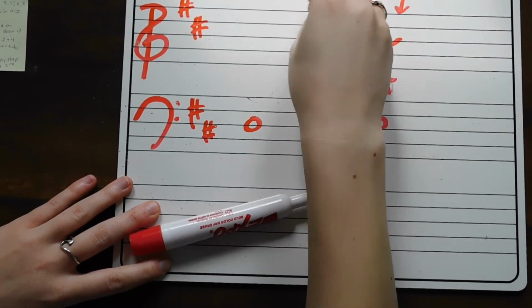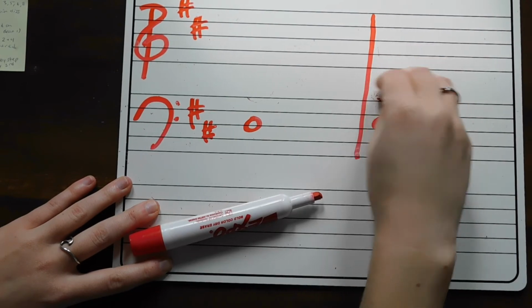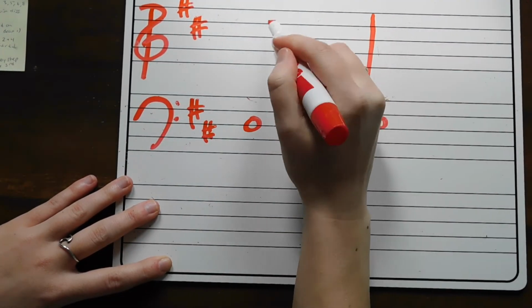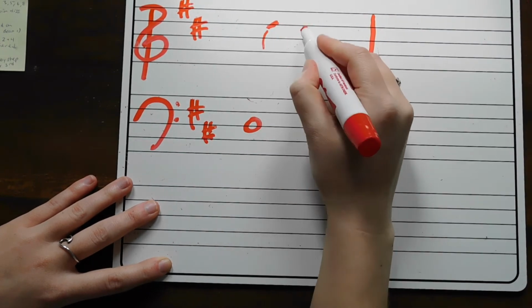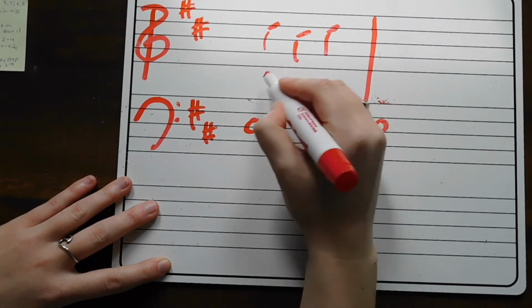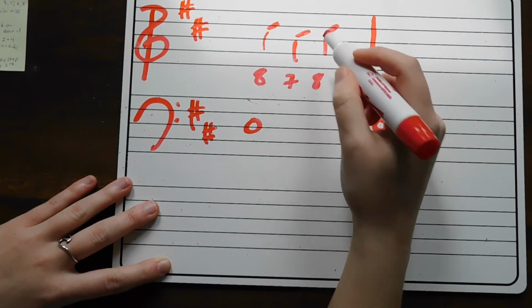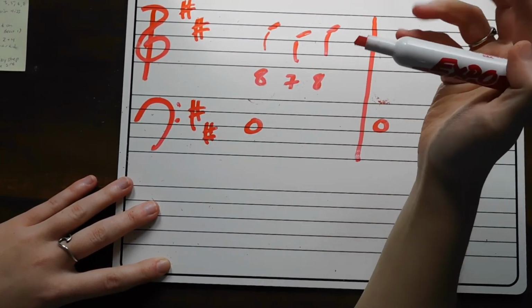Another thing is beat 3 of this measure and beat 1 of this measure. So that means, let's say that we did a neighbor tone here. We have an octave, 7, 8. That's okay, that's a neighbor tone, right? That's a neighbor tone dissonant on beat 2, so that's allowed.